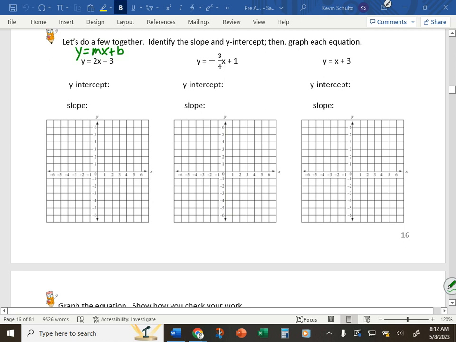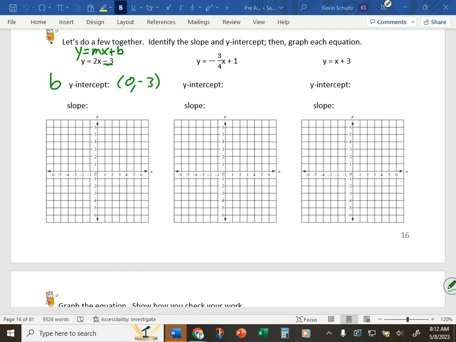So when we go to graph this, we're going to begin with our y-intercept. What is the y-intercept? Where is this line crossing the y-axis? Well, it's crossing it at negative 3, right? Whatever that number is that comes after the x term, that's your y-intercept. That's where this is crossing the y-axis. We can go ahead and put a point at negative 3 on the y-axis.